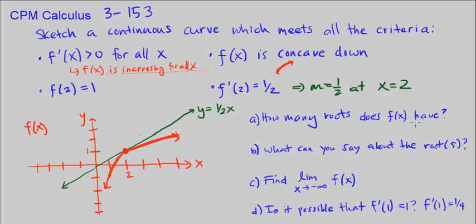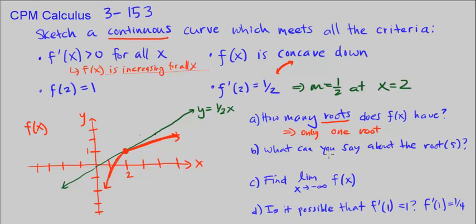How many roots does f of x have? Roots being how many times does it cross the x-axis? Well, if it's always increasing, it can only do that one time. Only one root. Because if it hit it twice, that would mean it would have to go back up. And we know it's continuous, so it can't just be over here too. No, because it would have to connect. And it's increasing, so only one root.